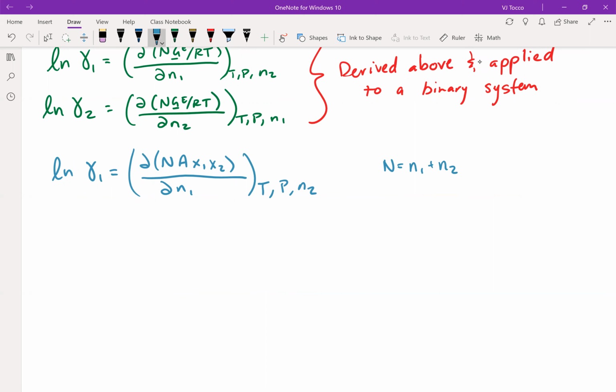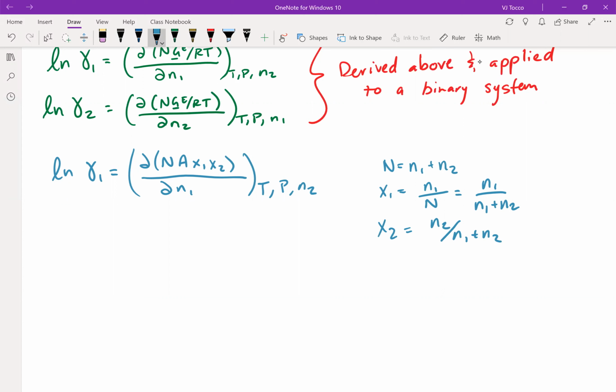In my notation, I always confuse little n and big N. There is no difference for me. Little n is equal to big N, it just depends on what textbook you're using. But the total number of moles is equal to the moles of component 1 plus the moles of component 2. And then x1, the mole fraction, is n1 divided by total n, or n1 over n1 plus n2. And similarly, x2 is equal to n2 divided by n1 plus n2.